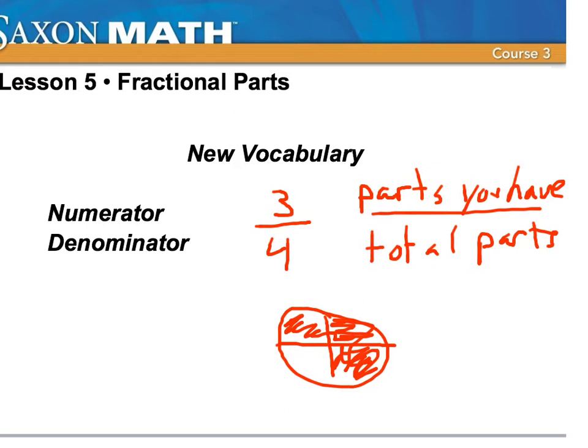Now, the words you need to know. Numerator, that's this top number. That's the part. The denominator, the bottom number, this is the whole. Other words for those: the numerator is the part that we have, the denominator is the whole thing, the amount we started with. Alright, so that's what the fractions mean.